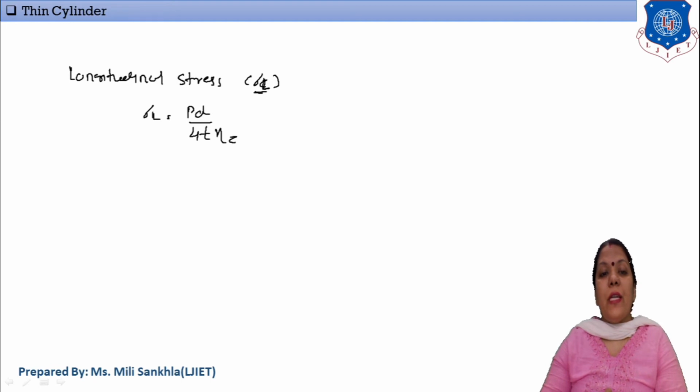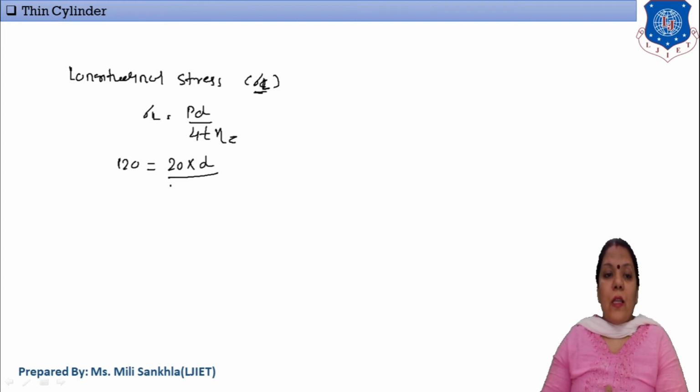Here we write down eta C. Now one by one put the value. Sigma L is equal to 120, and pressure P is given 20, diameter D is unknown here, then 4, and thickness T is given 12. Now what is the value of eta C? That is given in the data, 0.40.